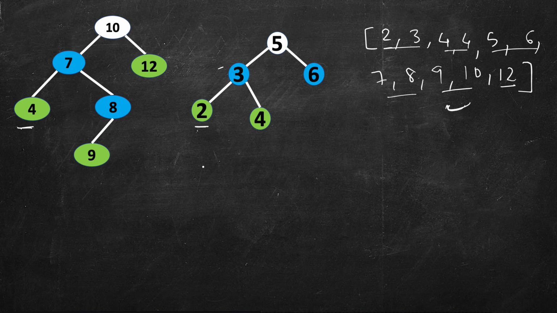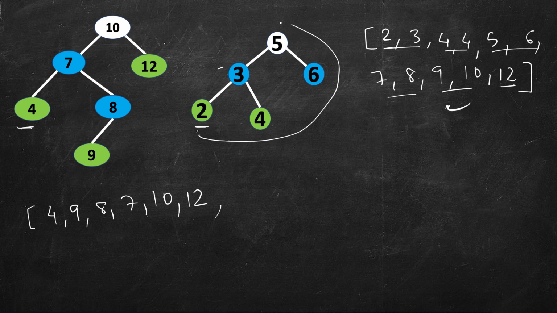So how can we do that? One very straightforward solution would be to traverse the first tree in any order, not necessarily in-order: pre-order, post-order, any order. Just visit all the nodes and put them in a list, no matter what order. So 4, 9, 8, 7, 10, 12. And then put these in after that. So 2, 3, 4, 6, 5. Then sort this.